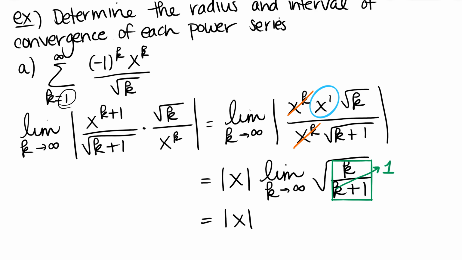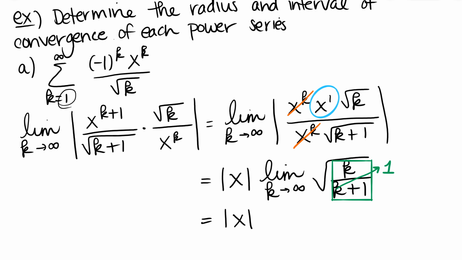So look at what I have here. I have absolute value of x times 1, which is just absolute value of x. So when I've done my ratio test, I have found that the limit of a sub k plus 1 divided by a sub k is the absolute value of x. When does a series converge under the ratio test?